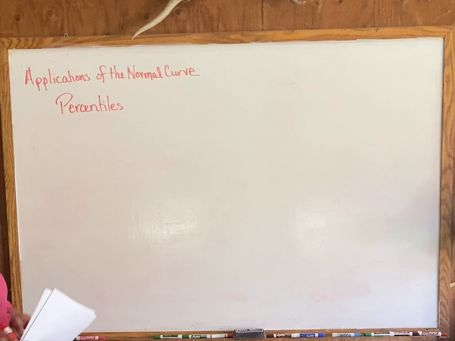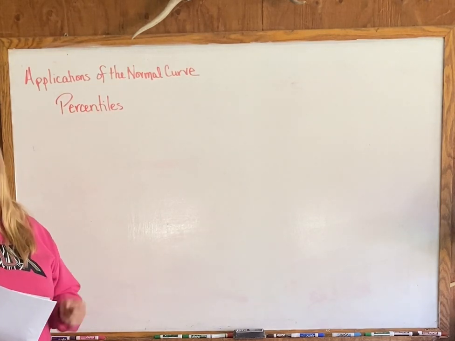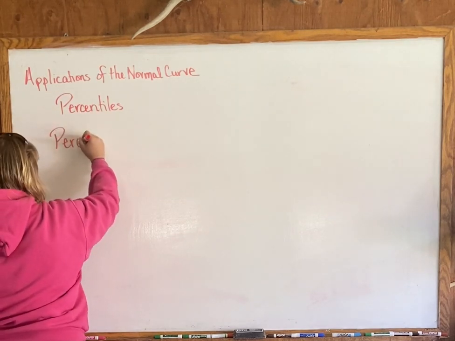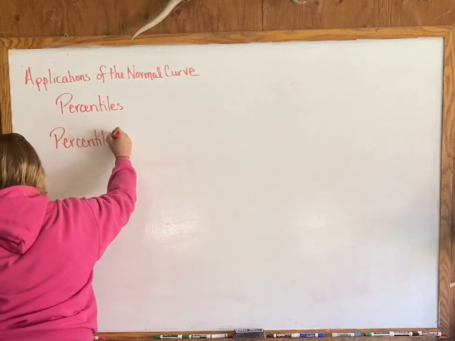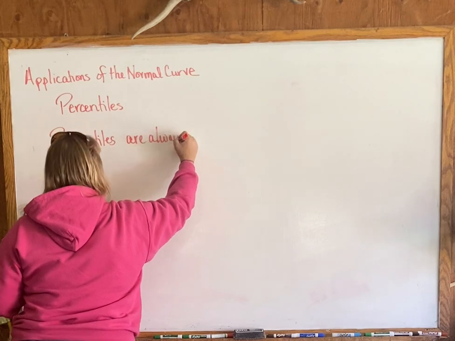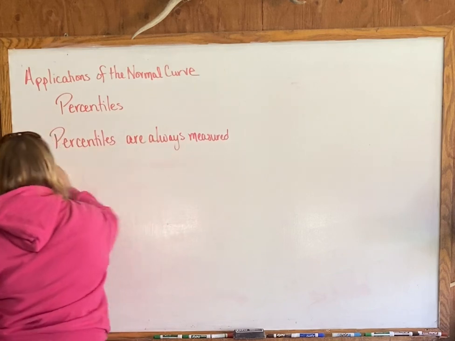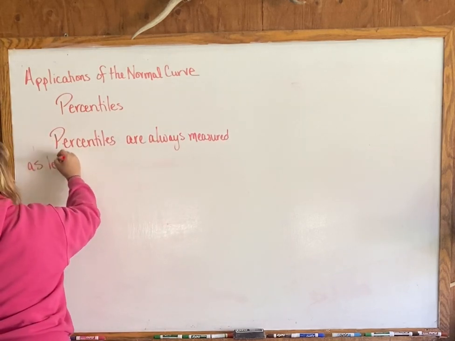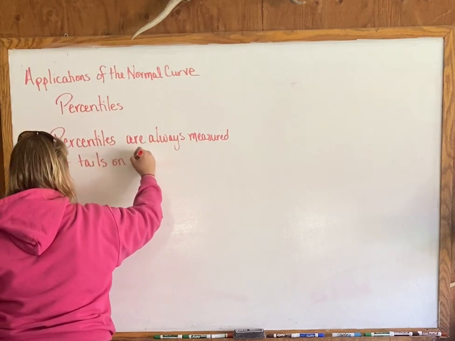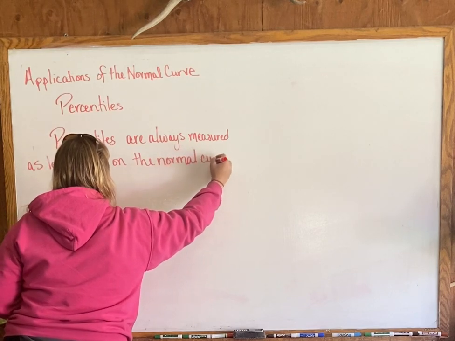When we measure percentiles on the normal curve, the thing to remember is that they are always measured as a left tail. So whenever you hear percentile, you think left tail. So percentiles are always measured as left tails on the normal curve.